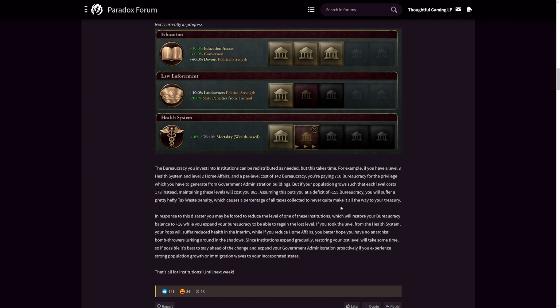In response to this disaster, in that case above, you may be forced to reduce the level of one of these institutions, which will restore your bureaucracy balance to +18, while you expand your bureaucracy to be able to regain the lost level. If you took the level from the health system, expect bomb throwers lurking around in the shadows. Since institutions expand gradually, restoring your lost level will take some time.